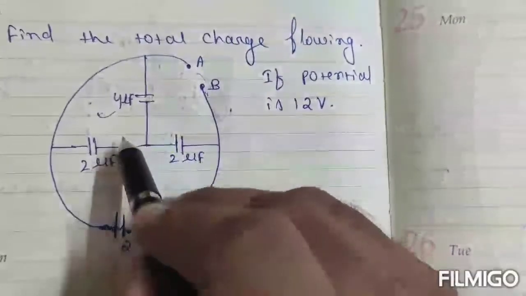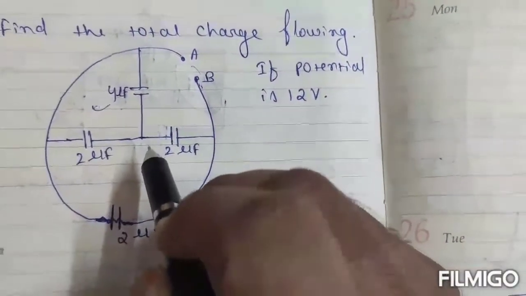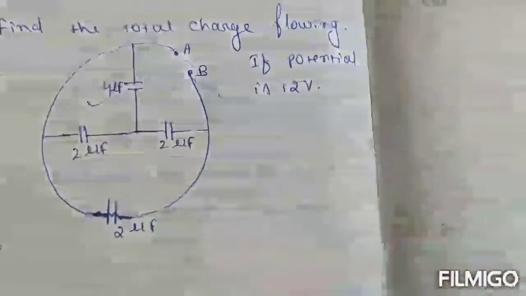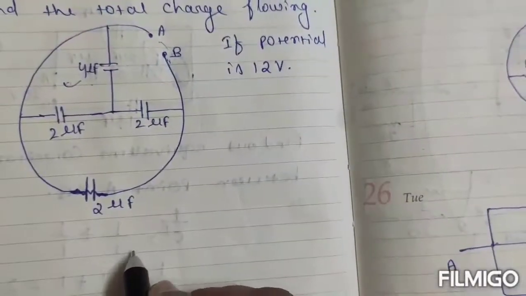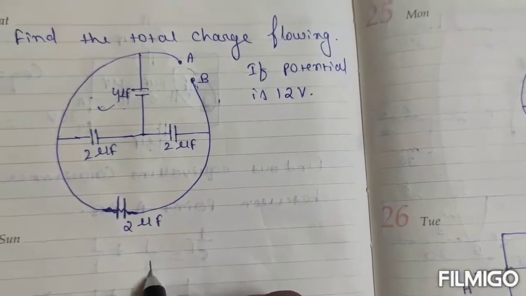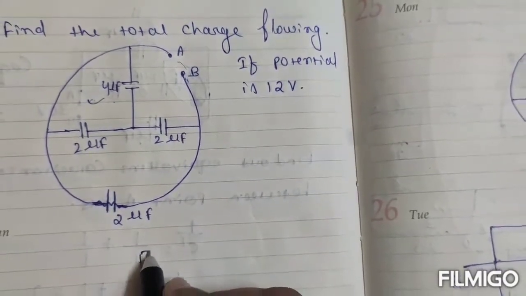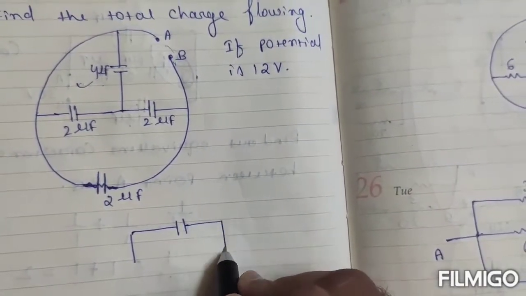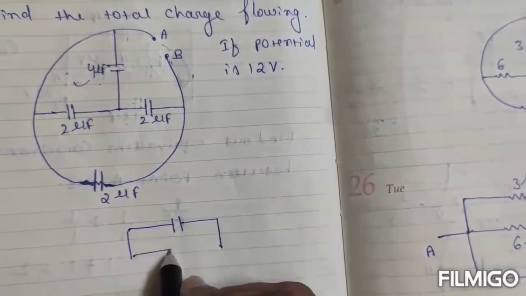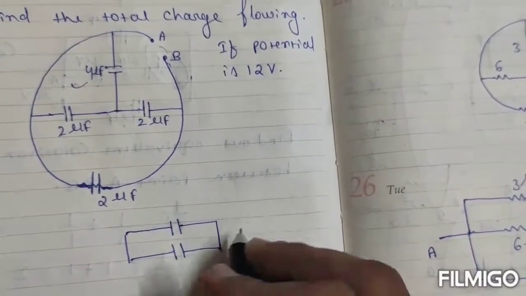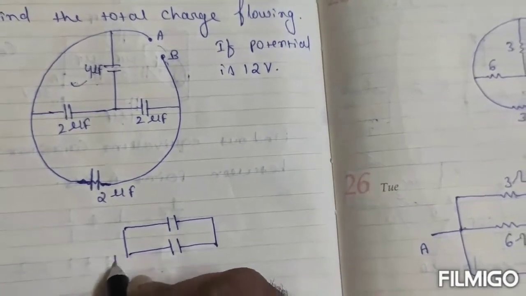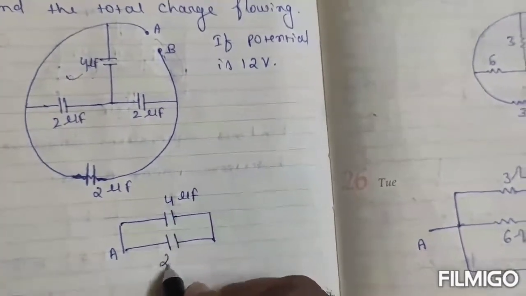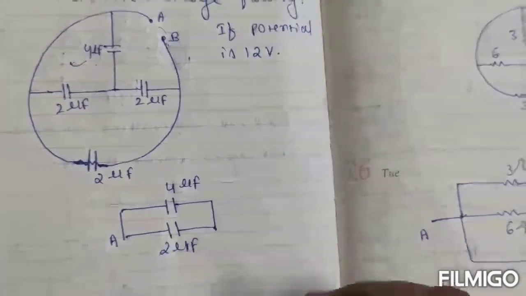Yes or no? So are this 4 microfarad and 2 microfarad parallel or series? Definitely it is parallel, because these are two alternative ways, right? If there are two alternative ways, then I can draw it like this. This is the midpoint. This is point A, this is 4 microfarad, this is 2 microfarad. Let us draw a simple diagram.